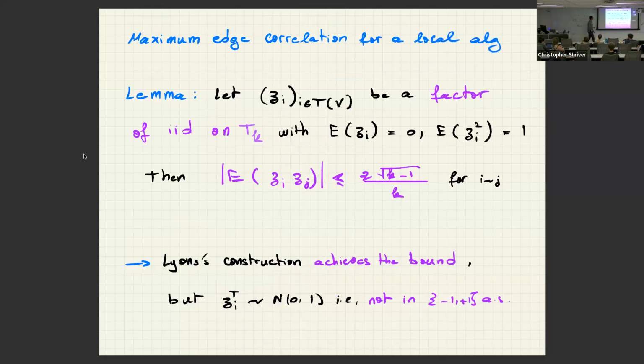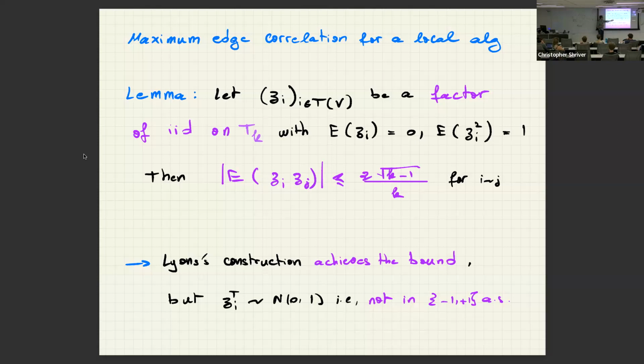And there is a simple lemma that answers this. If you let Z be a factor of IID on the infinite K-regular tree, centered, with variance 1, then the correlation on an edge cannot be more than 2 square root of K minus 1 over K. This is not very difficult to prove. You can prove it by approximating the tree by a random regular graph of very large girth, and using Friedman's theorem. So this is where this comes from. This is the most it could be correlated. It cannot be correlated more than that.